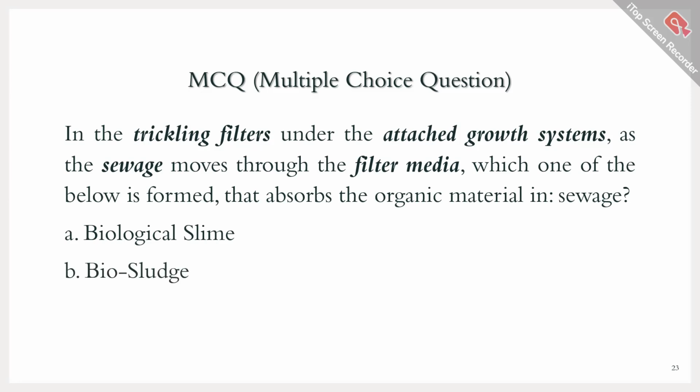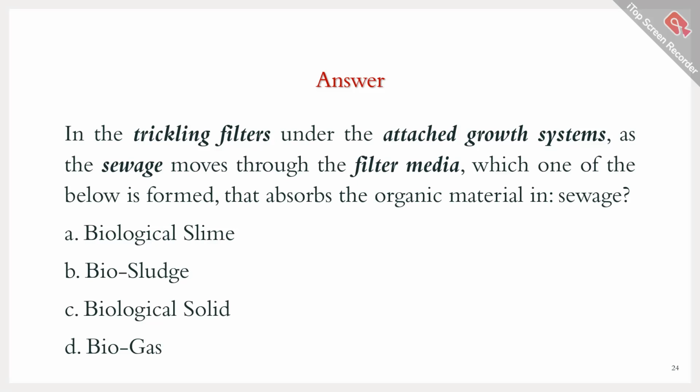Option A is biological slime. Option B is biosludge. Option C is biological solid. And option D is biogas. Which one of them is formed to absorb the organic material in sewage in case of trickling filters under the attached growth system? Now the correct option is option A. As the sewage moves through the trickling filter media, biological slime is formed that absorbs organic material in sewage.